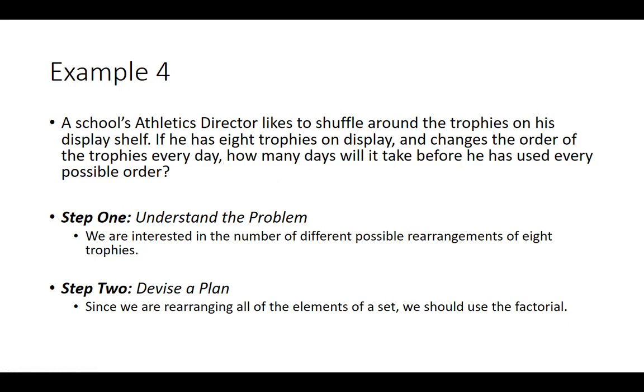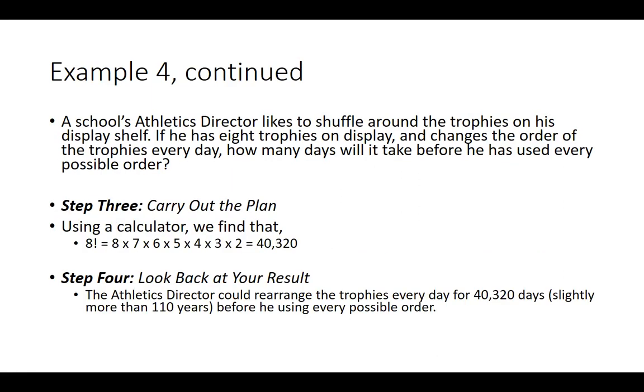For instance, when we carry out the plan, we use a calculator and find that 8 factorial would be 8 times 7 times 6 times 5 times 4 times 3 times 2 times 1. The times 1 really isn't necessary because that doesn't change the value. We would get 40,320. So the athletics director could rearrange the trophies every day for 40,320 days, slightly more than 110 years, before he's used up every possible order.